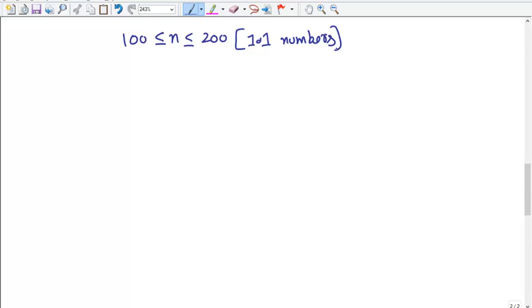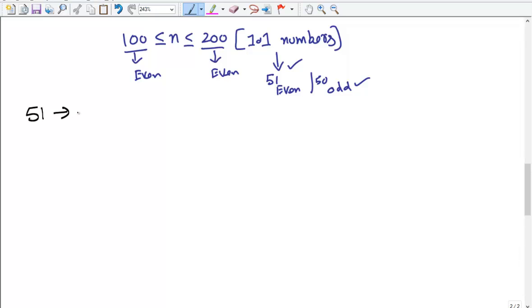51 odd or even? That's what we need to find. Now, starting with even and it ended with even. And these are 101. So it means that there are 51 even numbers and 50 odd numbers. That's it. We have got 50 odd and 51 even numbers. So our task is we have got 51 numbers.